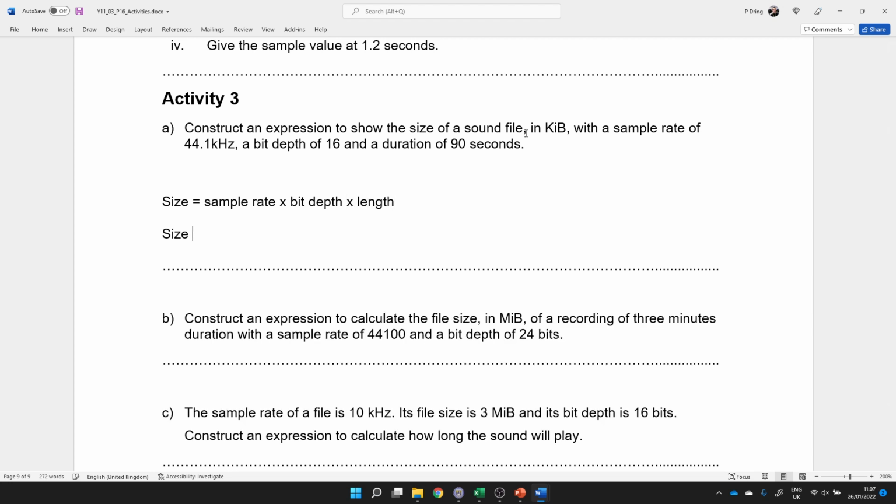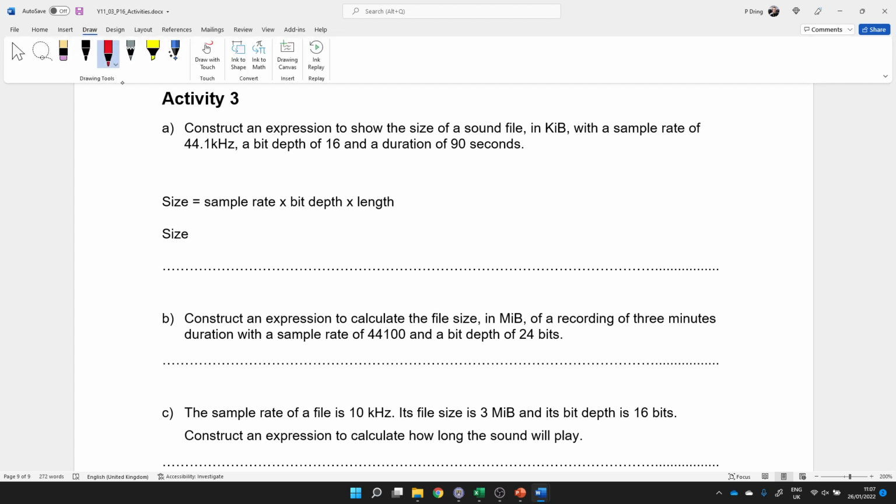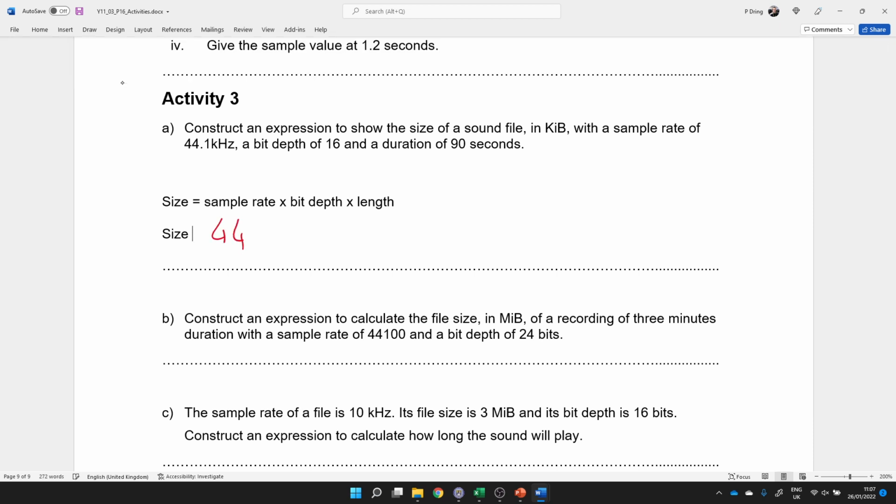So the size is going to be, let me draw this because otherwise it will take too long. So what is the sample rate? It is 44.1 kilohertz. That means 441000 hertz multiplied by the bit depth. Bit depth is 16 bits per sample, multiplied by the length in seconds, so 90. You might have to do some conversions if it mentions that it's in minutes. So that is going to give you the total number of bits.